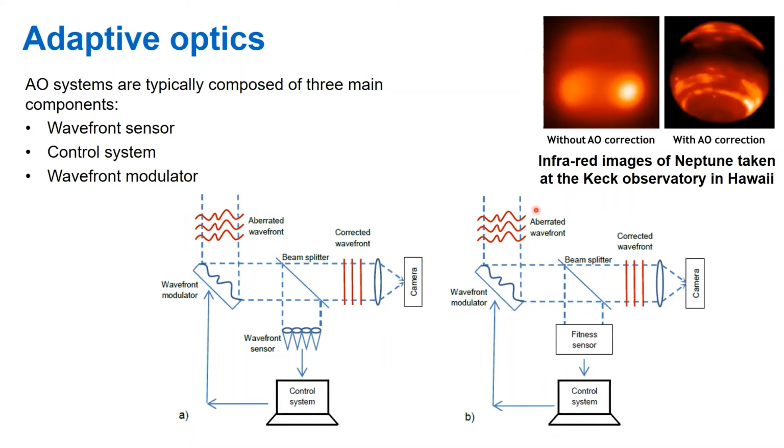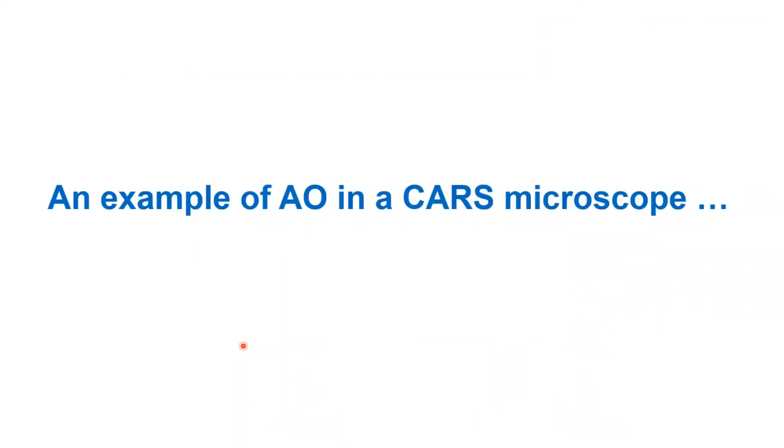And this kind of approach of using a fitness value tends to be more suitable to biological imaging, because often you don't have a known point of reference. If you're going to use a wavefront sensor approach, you need to have something in your sample that is hopefully a point source, or if not, a feature that you know what it should look like, so that you can correct accordingly.